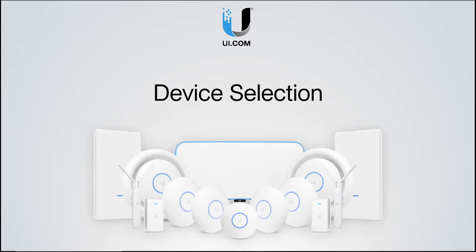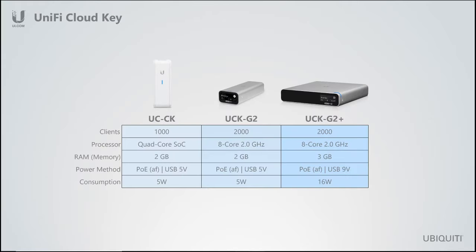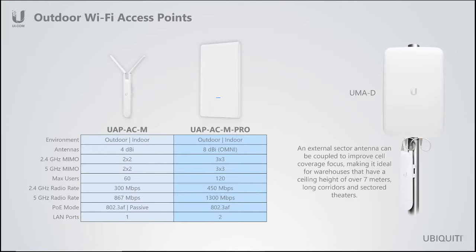Dhawal, you had a question on the outdoor devices. These are our two outdoor devices, the UAP-AC Mesh and the UAP-AC Mesh Pro. The Mesh supports a maximum of 60 users and the Mesh Pro supports a maximum of 120 users. Prasad, I saw you also have the same question. Depending on your needs, both devices are really good devices for outdoor.